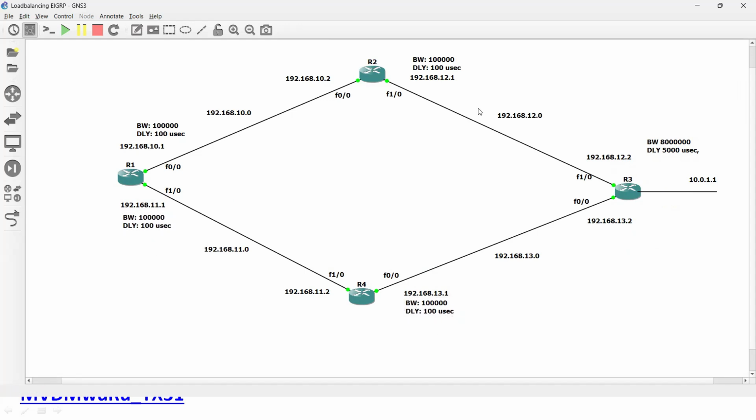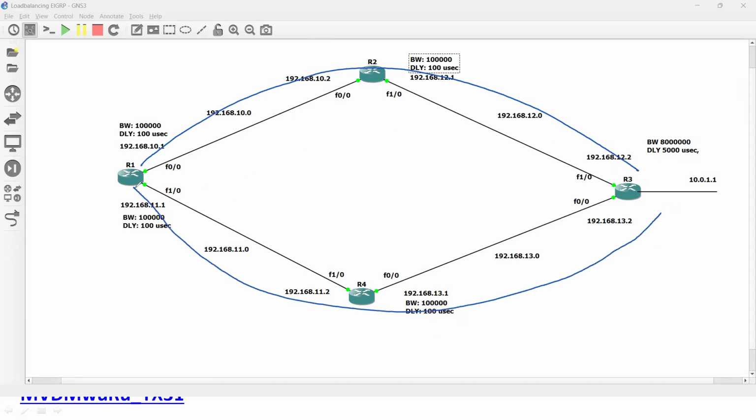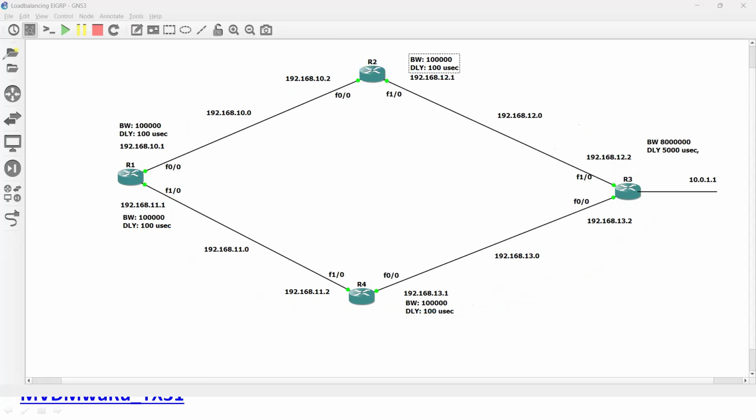Now, what is next, dear? First of all, you have to calculate the delay and bandwidth for the same. Now let's find the route metric of path number one, then path number two. How to calculate this route metric? Let me take the screenshot for the same.